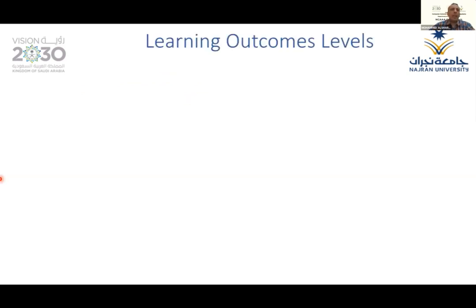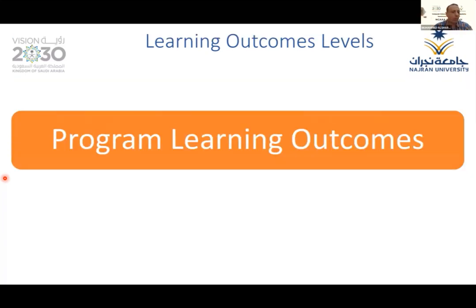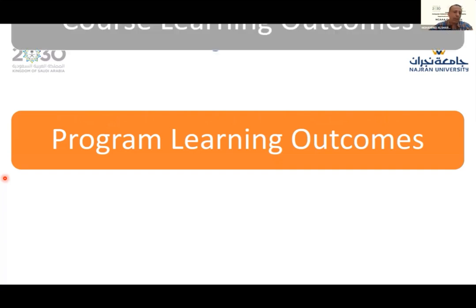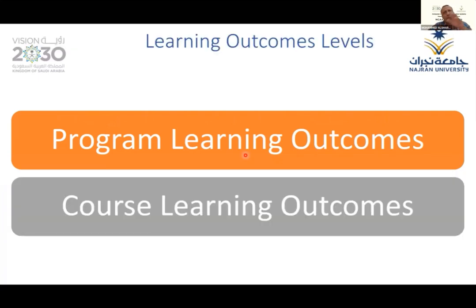Learning outcomes have different levels. Mainly they consider about 3 or 4 levels, but in this session they consider 2 levels. We have to give an introduction about these levels and the importance of differentiating between them. The main important levels are program learning outcome and course learning outcome. Program learning outcomes are the knowledge, skills, and values that students are able to demonstrate at the end of the program, and this one at the end of the course.